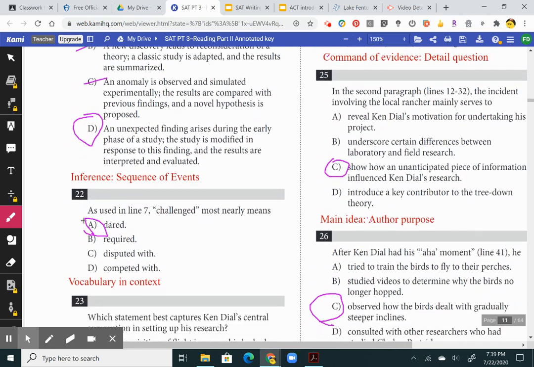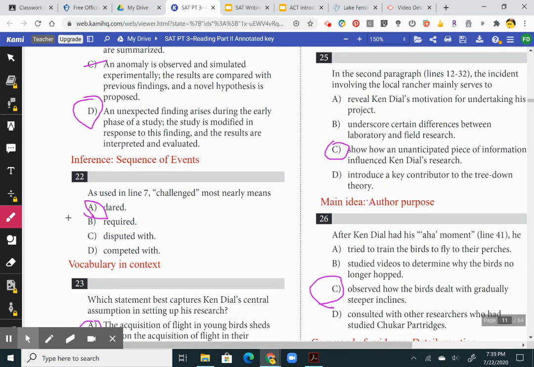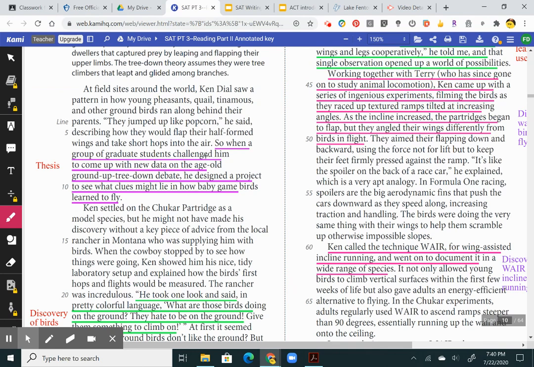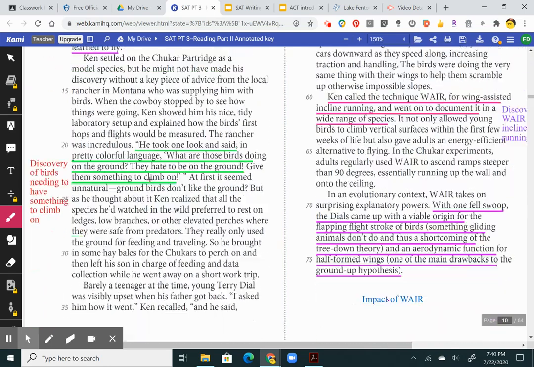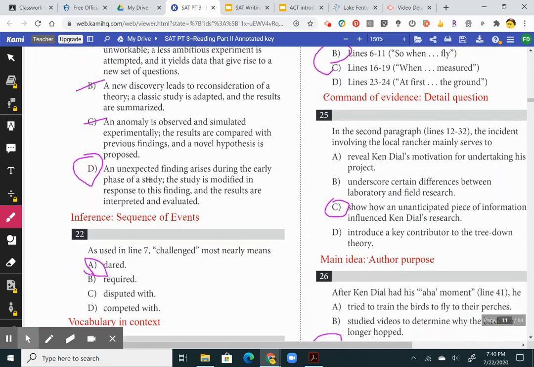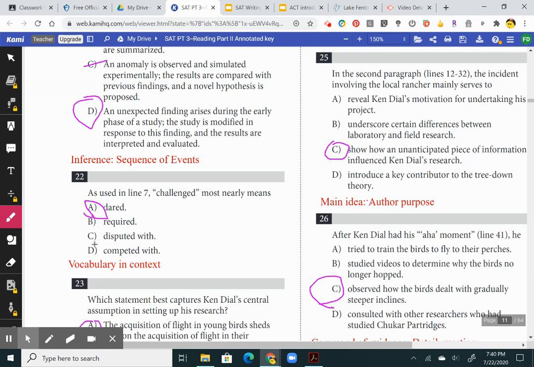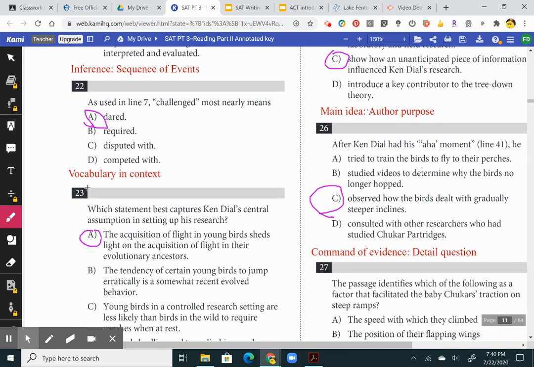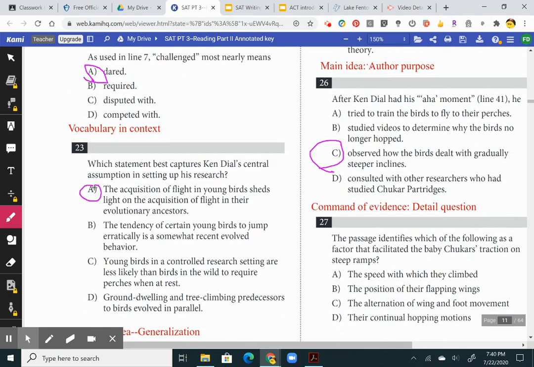Inference, sequence of events. We notice that this one might be one that could potentially be connected to another question with detail, but it isn't. So now we get a vocabulary in context question, and we go and read the lines around it. As used in line 7, challenge most nearly means what? When a group of graduates challenged him to come up with a new idea in the age-old ground-up tree debate. So challenged in this context means required? No, not necessarily. Disputed? Not disputed. Competed with? No, there's no competition. So dared. Dared is our best choice. Personally, I don't think that's the best choice either, but out of those, that's the best choice.